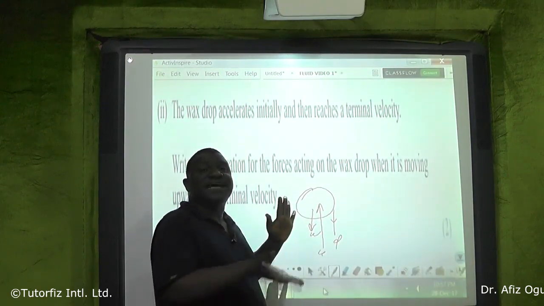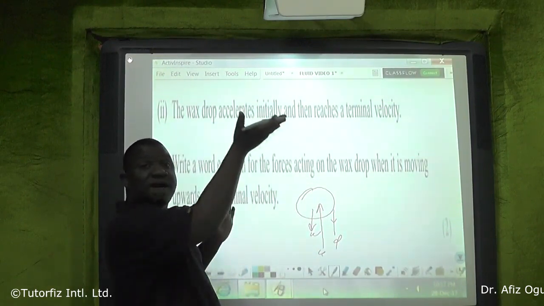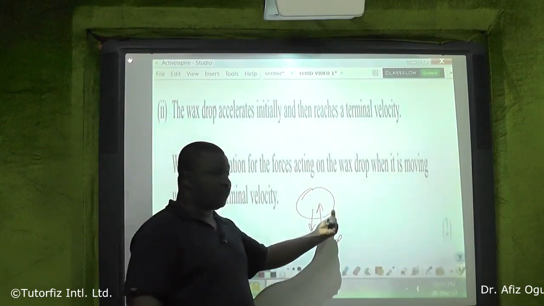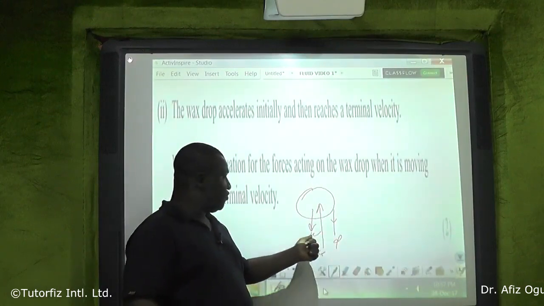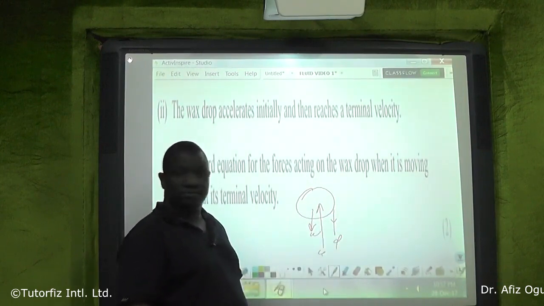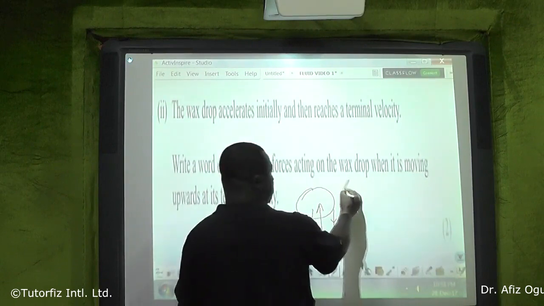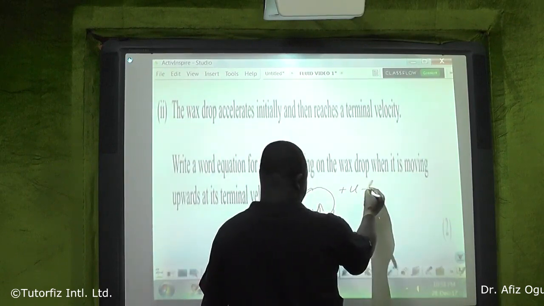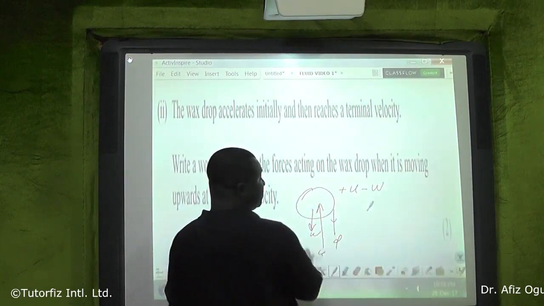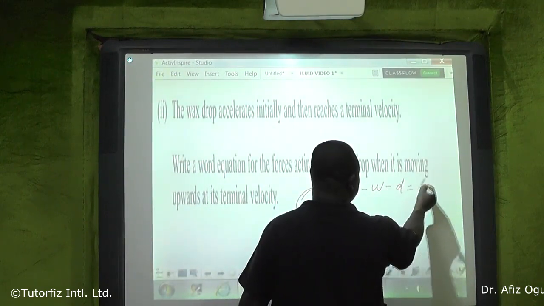But immediately this starts moving, as it's moving faster and faster upward, it accelerates. So drag force starts increasing as it's speeding up. Weight is the same until both the weight and the drag force equal U. So the equation will be, because it's moving upward, plus upthrust, minus, because weight is opposite direction of motion, weight, minus D equals 0.